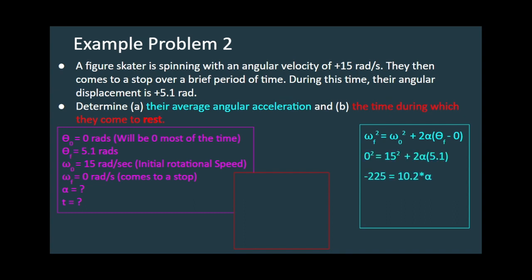We're going to go ahead and simplify, and we get negative 225 is equal to 10.2 times alpha, and solve for alpha by dividing negative 225 by 10.2, and I find out that alpha should be about negative 22.06 radians per second squared. Now that I have alpha, I can use that to go ahead and solve for time.